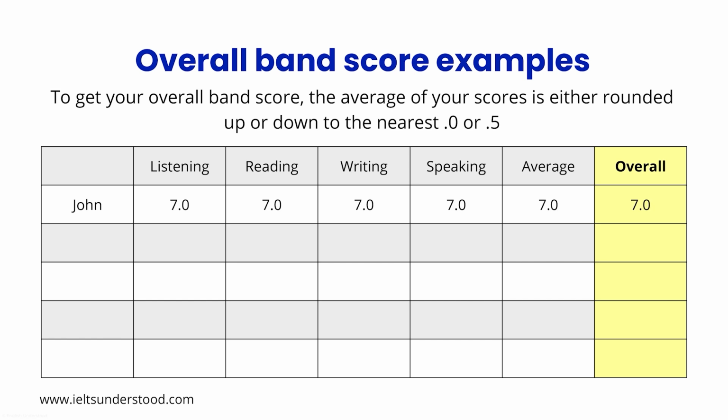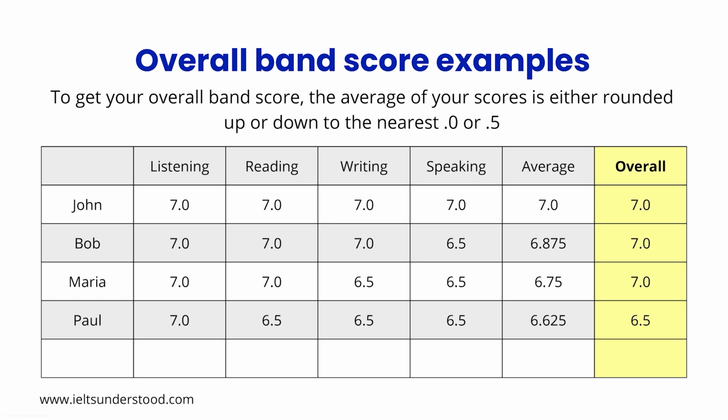So John, he got 7777, so that's pretty simple. His overall is 7.0. Bob, he got 3 sevens, but he got 6.5 in speaking. Even though he got 6.5 in speaking, his overall band score is still 7.0. Now, Maria, she got 2 sevens and 2 6.5s, but her overall band score is still 7.0 because her average is 6.75, and this number is rounded up to the nearest 0.0.